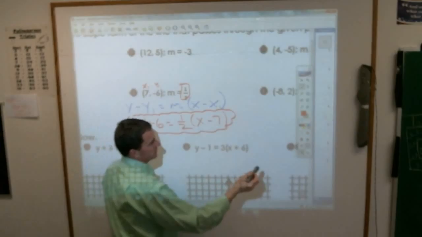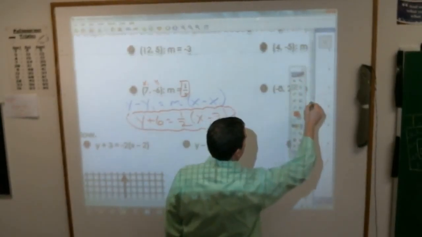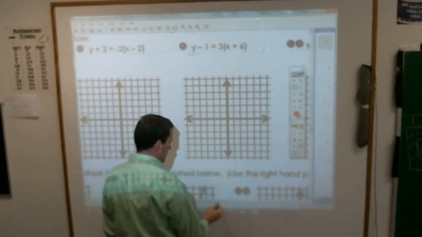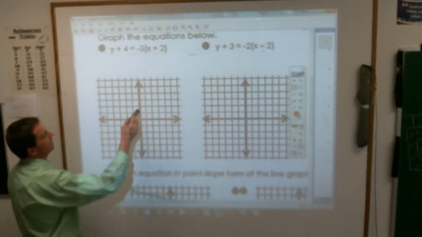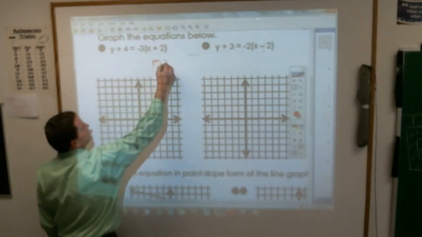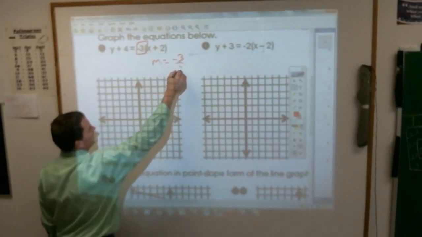Alright, before we go on, let's go down to the graph, the first graphing one. You know what the slope is for the first graphing one. Slope is what? M equals negative 3, correct? The number in front of the x. So you know it has that slope.